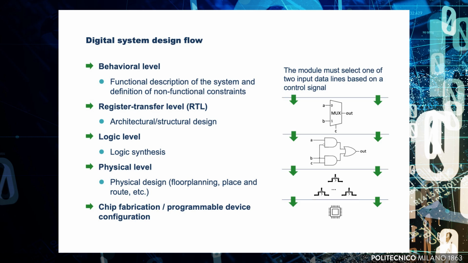In this phase, possible non-functional requirements are also analyzed, such as constraints on performance, area, or power consumption that the final device must satisfy. The behavioral description is usually translated into a register transfer level description, commonly abbreviated as RTL. At this level of abstraction, the system is specified through an architectural or structural model that interconnects functional components, such as adders, multiplexers, and registers, typically taken from a library.